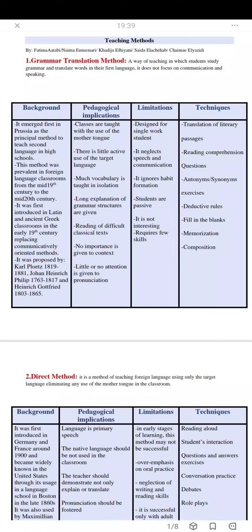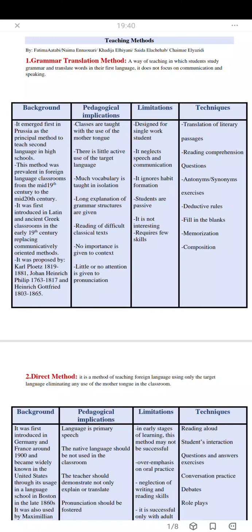It was proposed by Karl Plotz, 1819 to 1881, Johann Heinrich Philipp, 1763-1817, and Heinrich Gottfried, 1803-1865. The pedagogical implications: classes are taught with the use of the mother tongue.